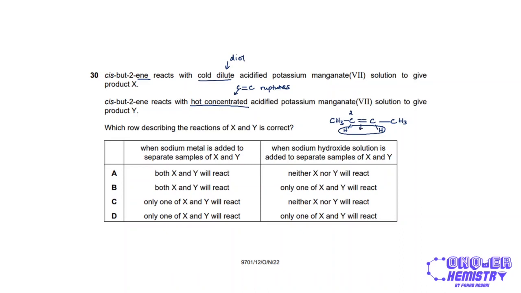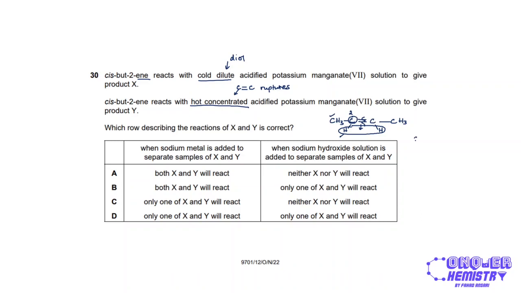So when this double bond ruptures, right, we can see that this is a symmetrical alkene. So we're going to get the same product on both sides. Now the carbon in this situation over here, it is bonded to a carbon and a hydrogen. So this will be oxidized to an aldehyde followed by a carboxylic acid.